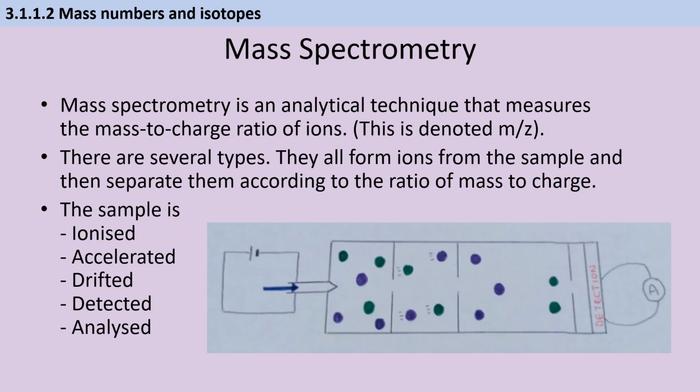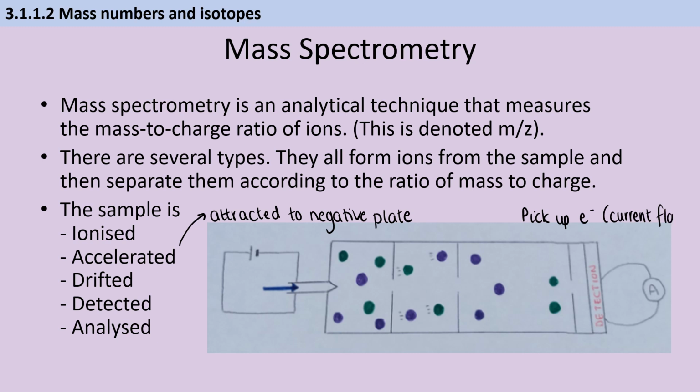Next, all of those ions are going to be accelerated, and this is done by them being attracted to the negative plate, because of course they all have a positive charge. And then they're going to travel through the drift chamber, and that's how they all end up spreading out. And they're going to be detected when they hit the negative plate, and they pick up an electron, and this causes a current to flow. And then the size of this current is directly proportional to the abundance of that ion. If there are twice as many of the ion, we'll see twice as large a current flowing.